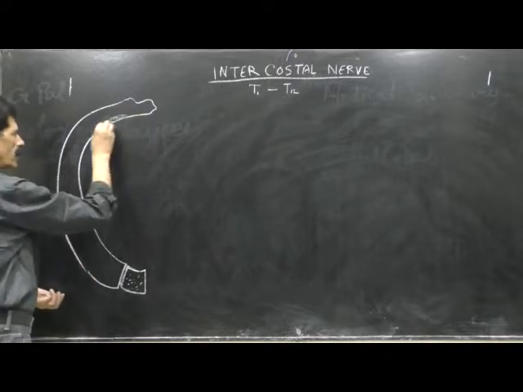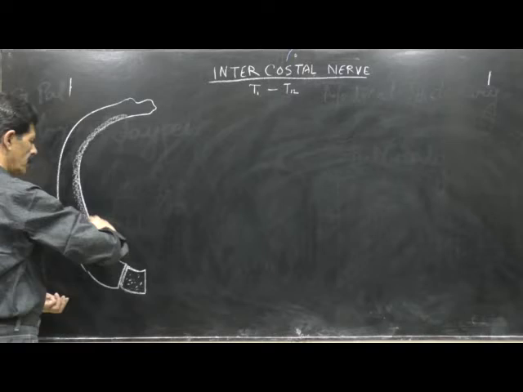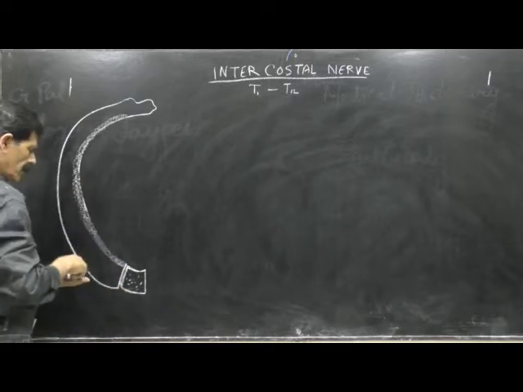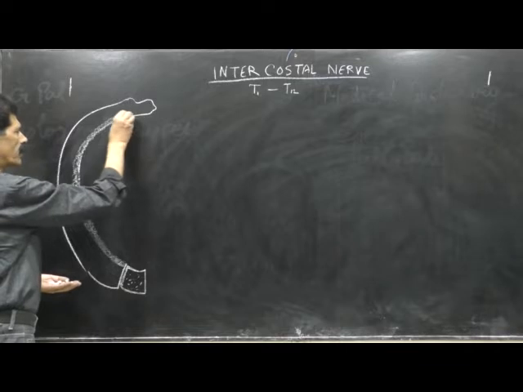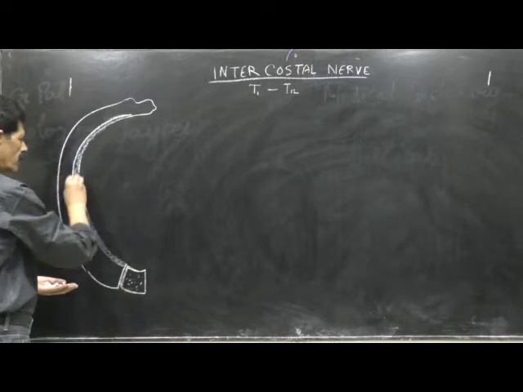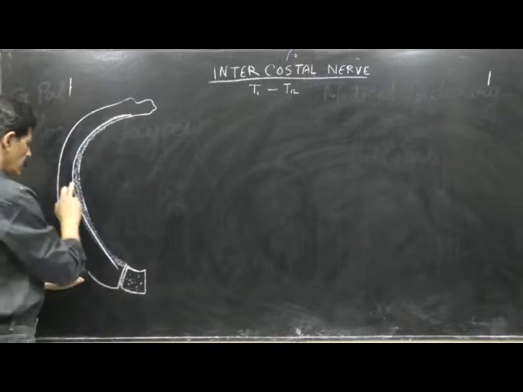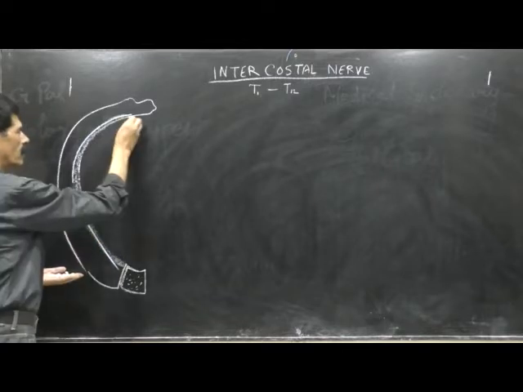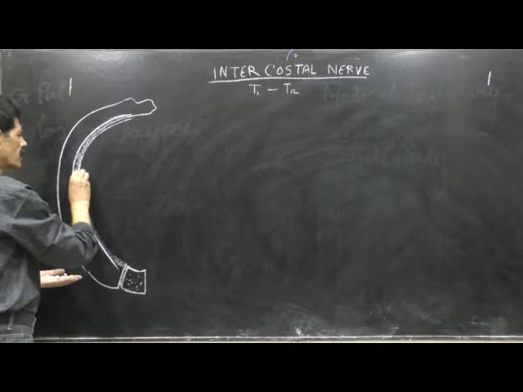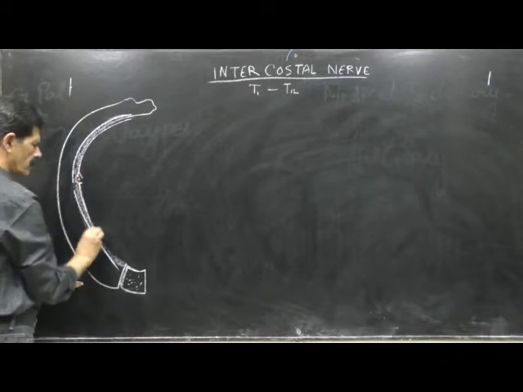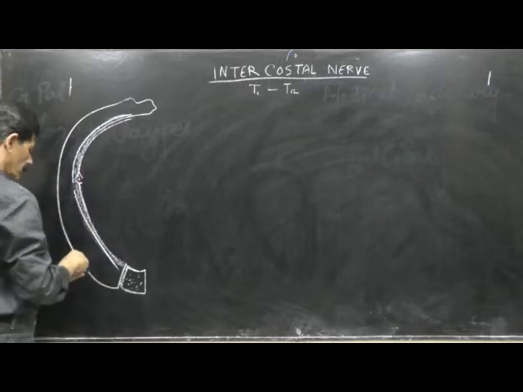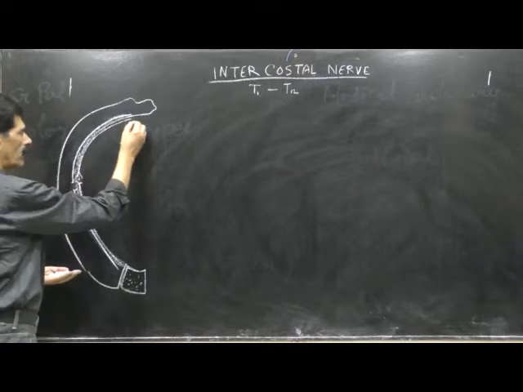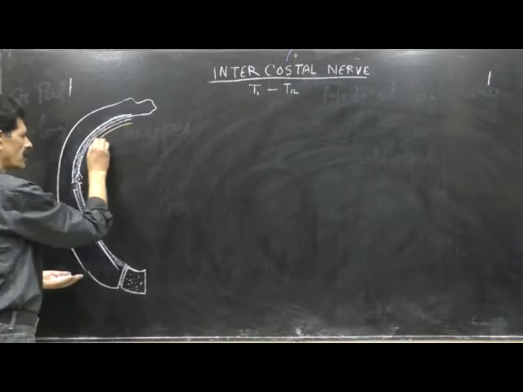The intercostal groove lies in the lower border of the inner surface of every typical rib, and it is accompanied by the intercostal vein, the intercostal arteries, and lowermost is the intercostal nerve.